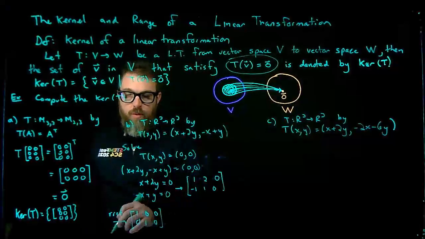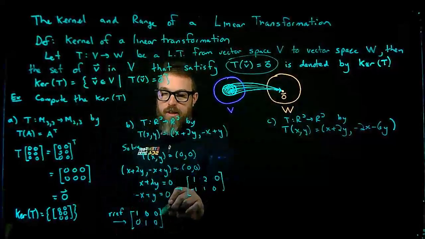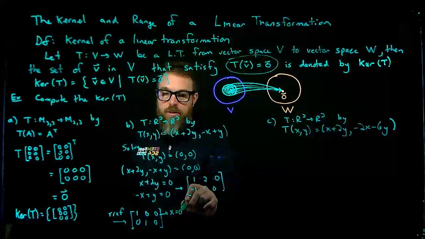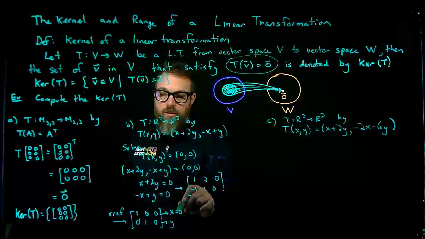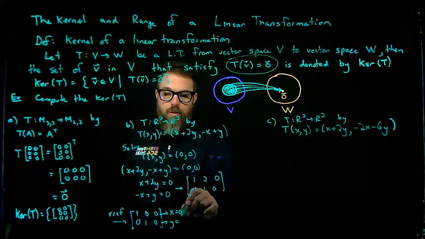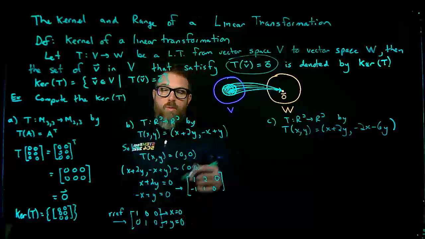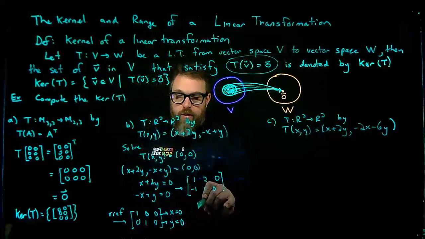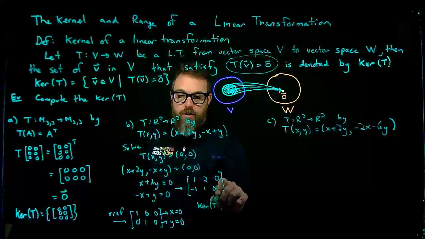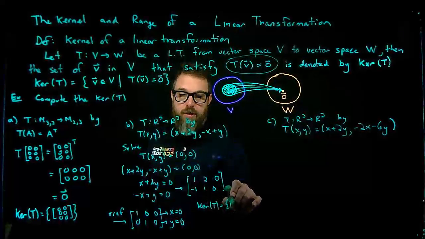So what this says is the first line says x is equal to 0, and the second line says y is equal to 0. 1x plus 0y is equal to 0, so x equals 0, and 0x plus 1y means y is equal to 0. So what we get again is that the kernel of this transformation, again, is simply the 0 vector.